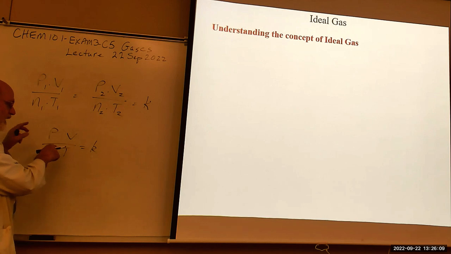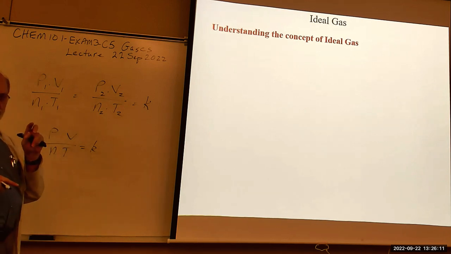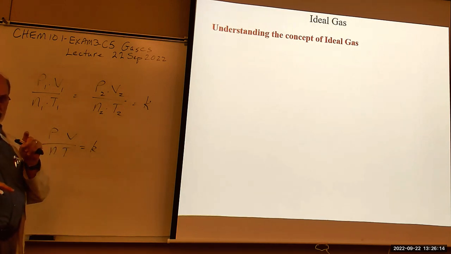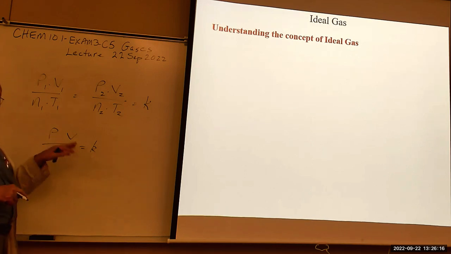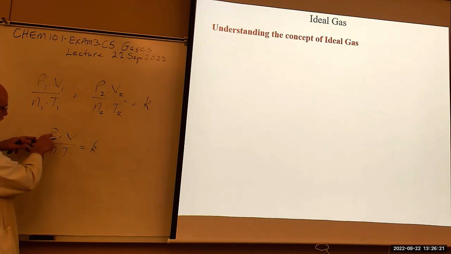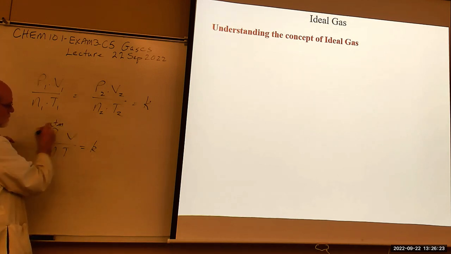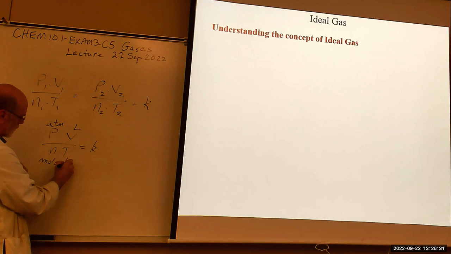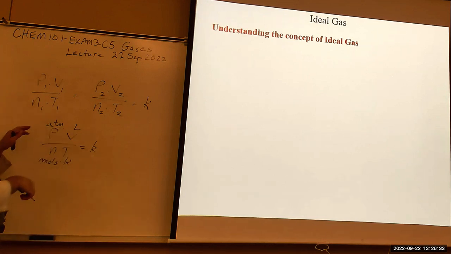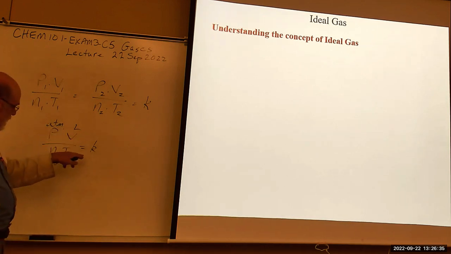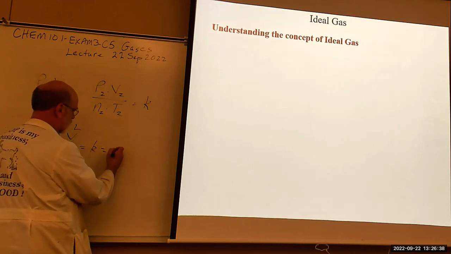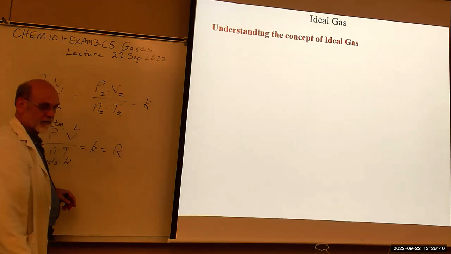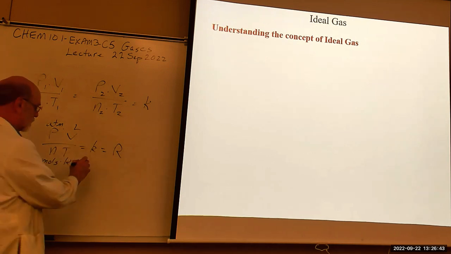But if we do it that way, we have to fix the units of measure. The constant depends upon the units of measure. So what we're going to do in this class for now is say the pressure is in atmospheres, volume is in liters, this is moles, and this is in Kelvin. If those units of measure are used for these, then this becomes a special term called R, and it has a special value.